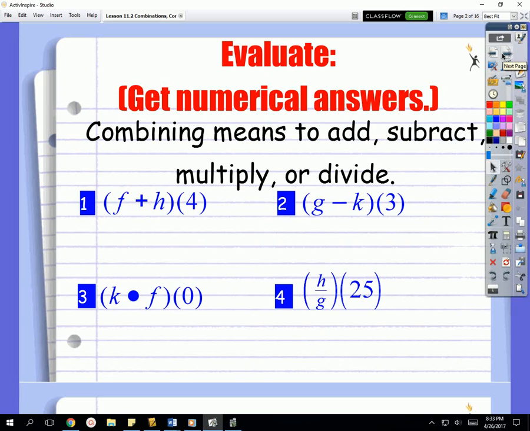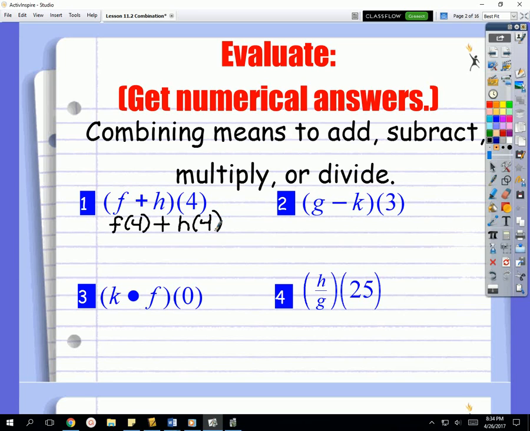Now, the first part of the lesson is about combining and composing functions. And to combine functions simply means you add or subtract or multiply or divide 2 functions. When I ask you to evaluate, I'm asking you to get a final number answer. So on this one, when I ask you to evaluate f plus h of 4 right here, you need to know it just means do f of 4 and add it to h of 4. And you know how to evaluate f of 4 and h of 4 from yesterday.